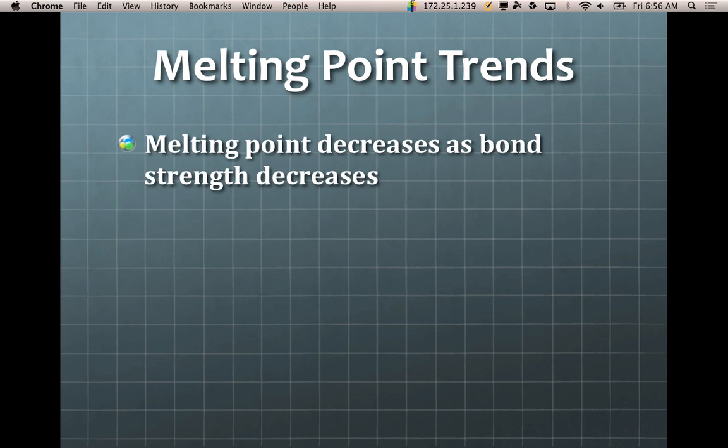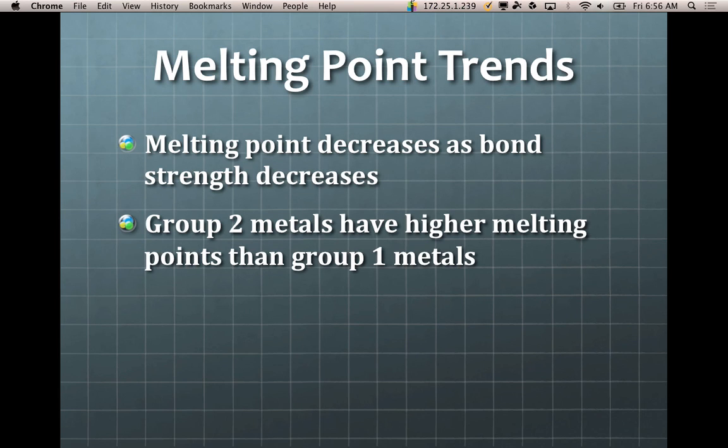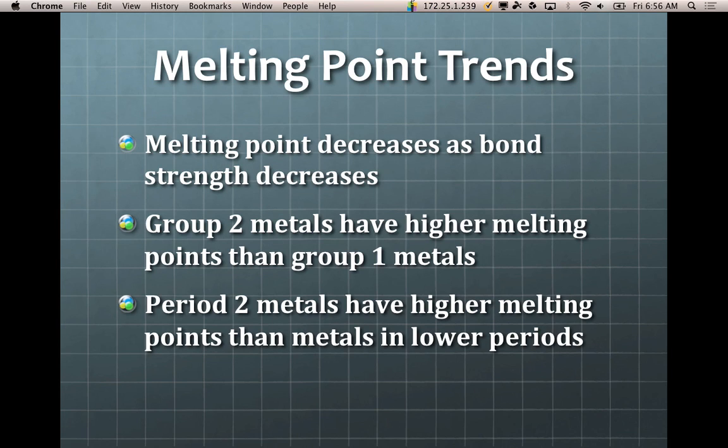The melting point is going to decrease as bond strength decreases. So the group 2 metals have a higher melting point than group 1 metals. Period 2 metals have a higher melting point than metals in lower periods. So we're doing comparisons here. We're saying that if they're held more tightly together, so if they have more electrons being shared from their valence groups in that delocalized sea of electrons, then they're going to be held more tightly together. And if they're held more tightly together, they're going to have a higher melting point. If they're looser, so those low electronegativity values, the group 1 metals, those only have one electron to share, and so they're not going to be held very tightly together, and as a result it's going to be easy to break those electrostatic forces between them. They're going to be able to get enough energy at a lower temperature to melt.